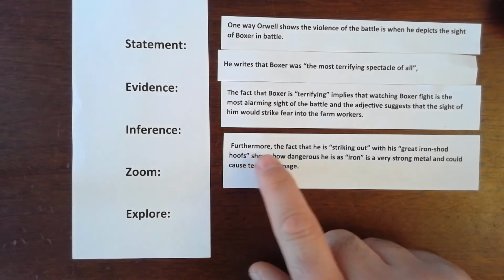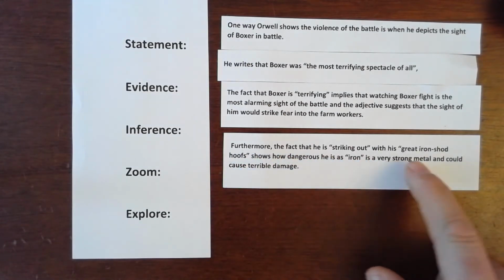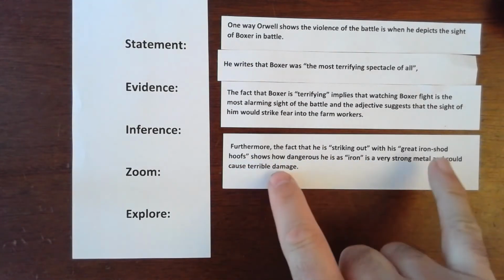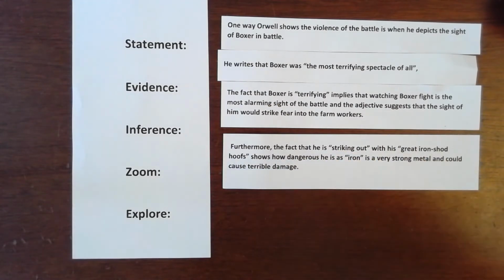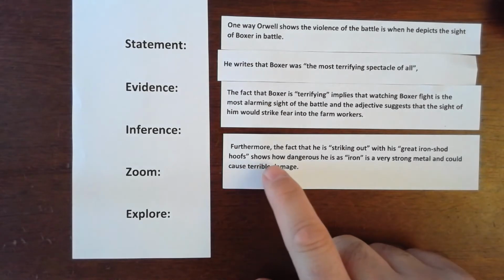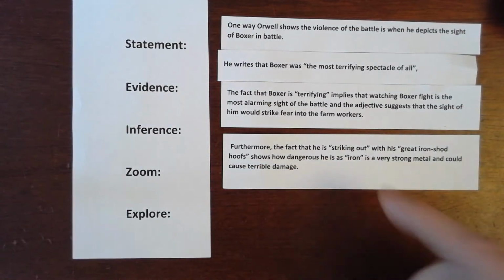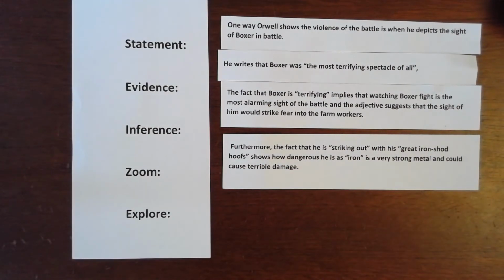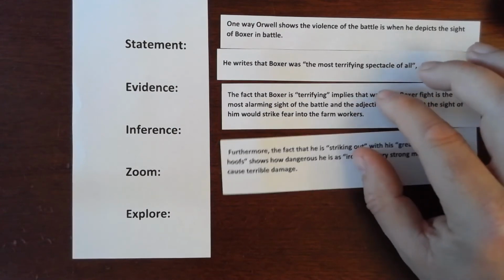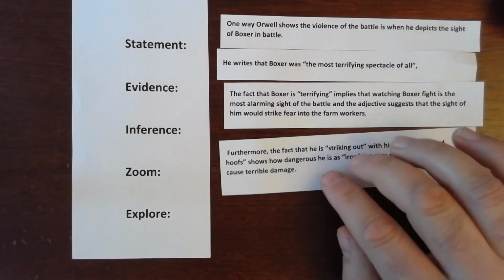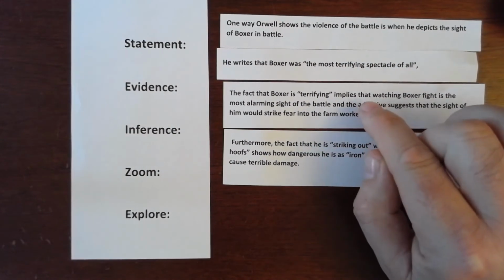So I said, furthermore, the fact that he is striking out with his great iron-shod hoofs, and notice that both of those are integrated. They're both a part of my sentence. What this does is it shows how dangerous he is, because iron's a very strong metal and can cause some terrible damage. So I've got my statement, my evidence, and my inference and zoom together.